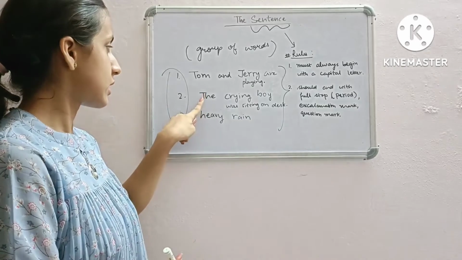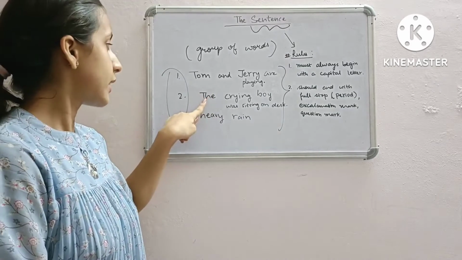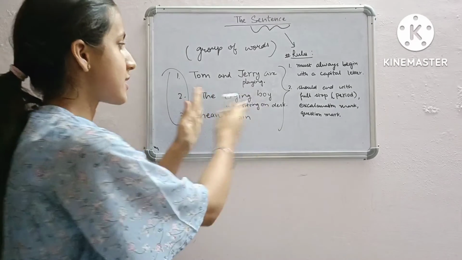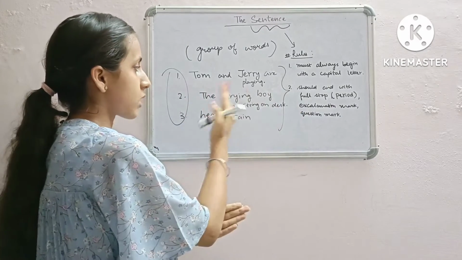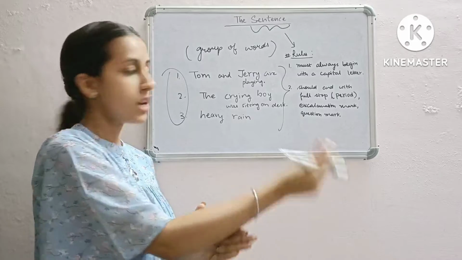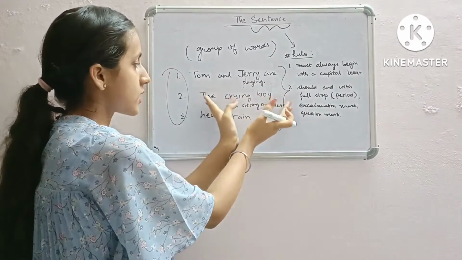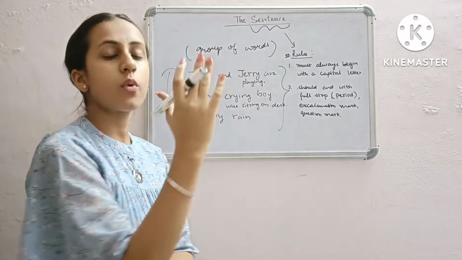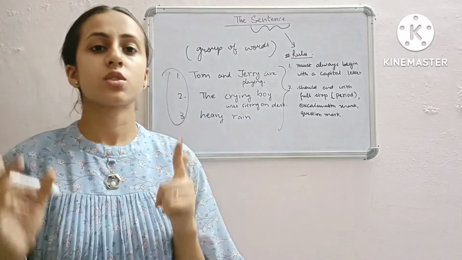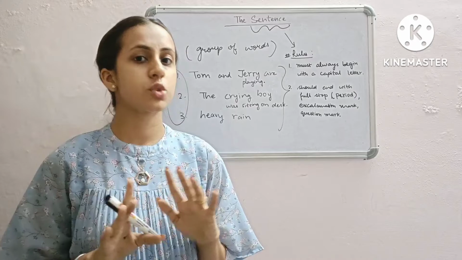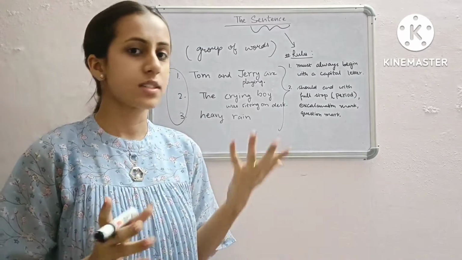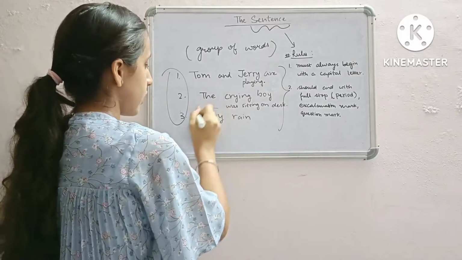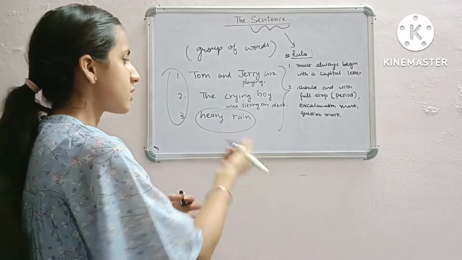The, T-H-E. It means T is capital. Why? Because we are writing a sentence and it's ending with a full stop here. That means the crying boy was sitting on a desk. These are the group of words that we combined to add meaning to the sentence. So you should know that a sentence is always a meaningful one. Without meaning, it's incomplete. It's not a sentence.